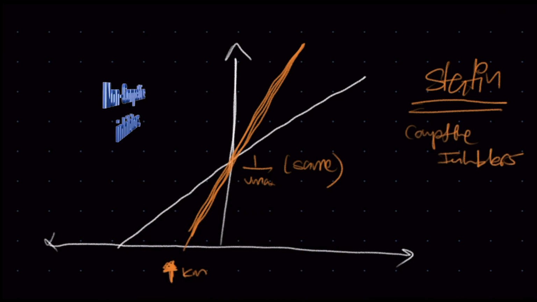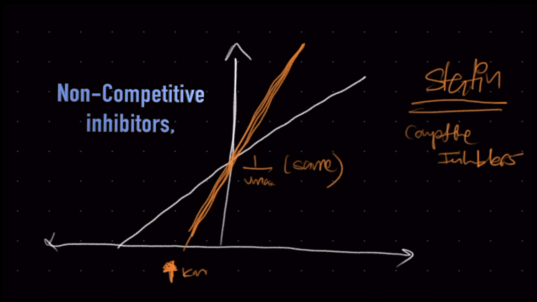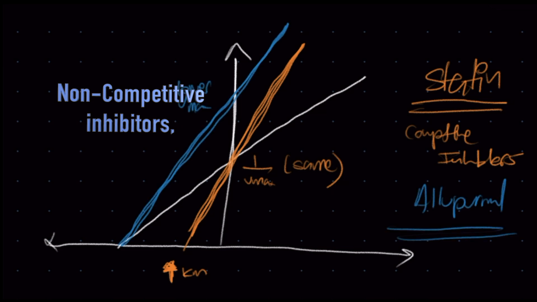Non-competitive inhibitors. Non-competitive inhibitors, on the other hand, bind to a different site on the enzyme. They don't prevent the substrate from binding, but they reduce the enzyme's overall functionality. In a Lineweaver-Burk plot, non-competitive inhibitors result in parallel lines with different y-intercepts. This is because they lower Vmax, the enzyme's top speed, without affecting Km.